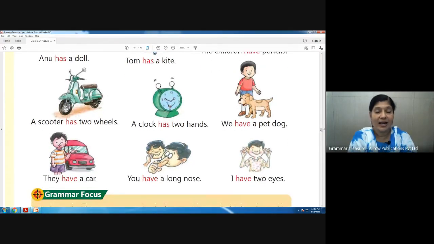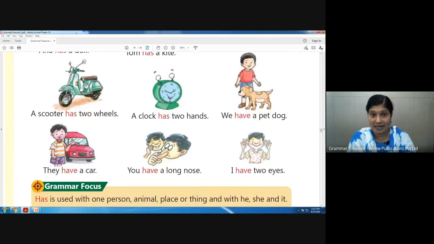A scooter has two wheels. Can you see the two wheels? So, a scooter has two wheels. A clock has two hands. Can you see the two hands? They are not like our hands. A clock has two hands that rotate inside. They show you the time. So a clock has two hands. We have a pet dog.